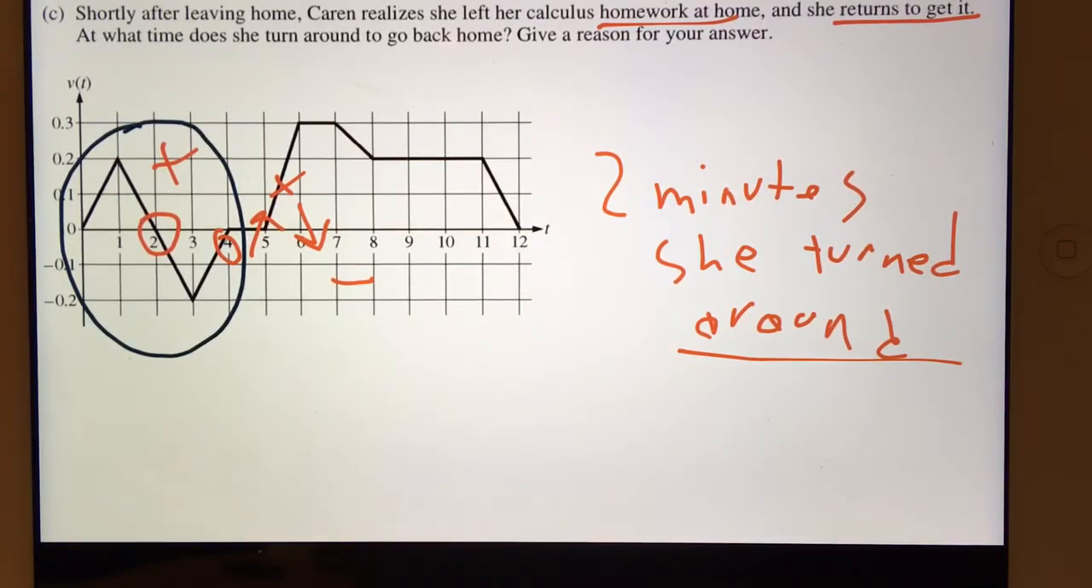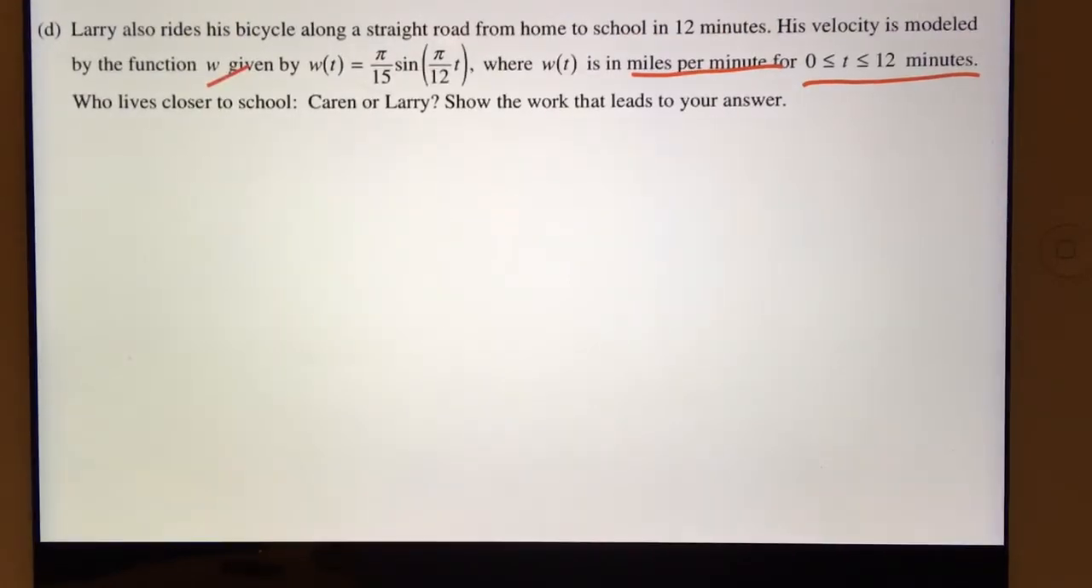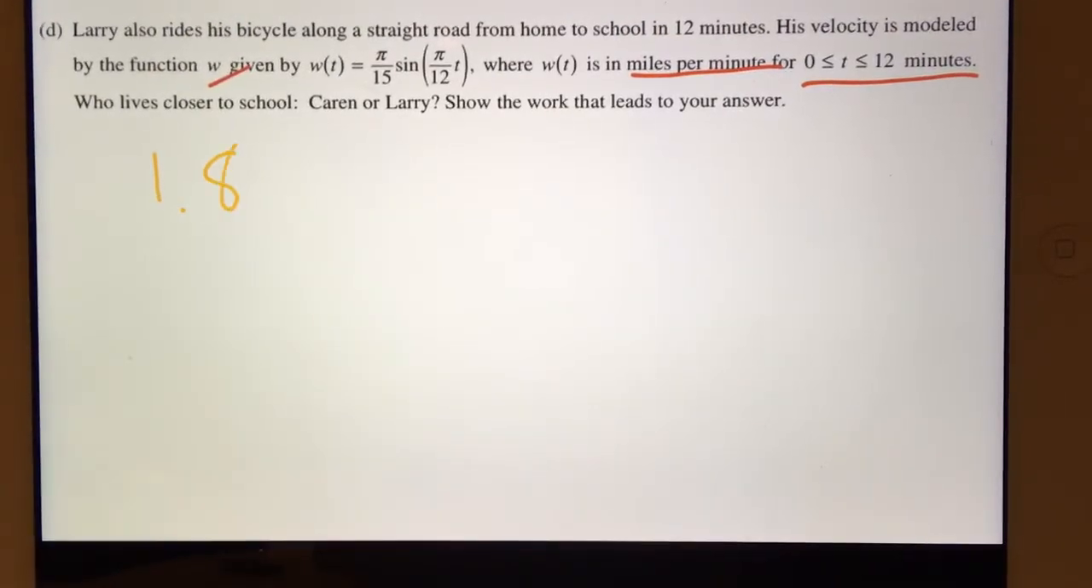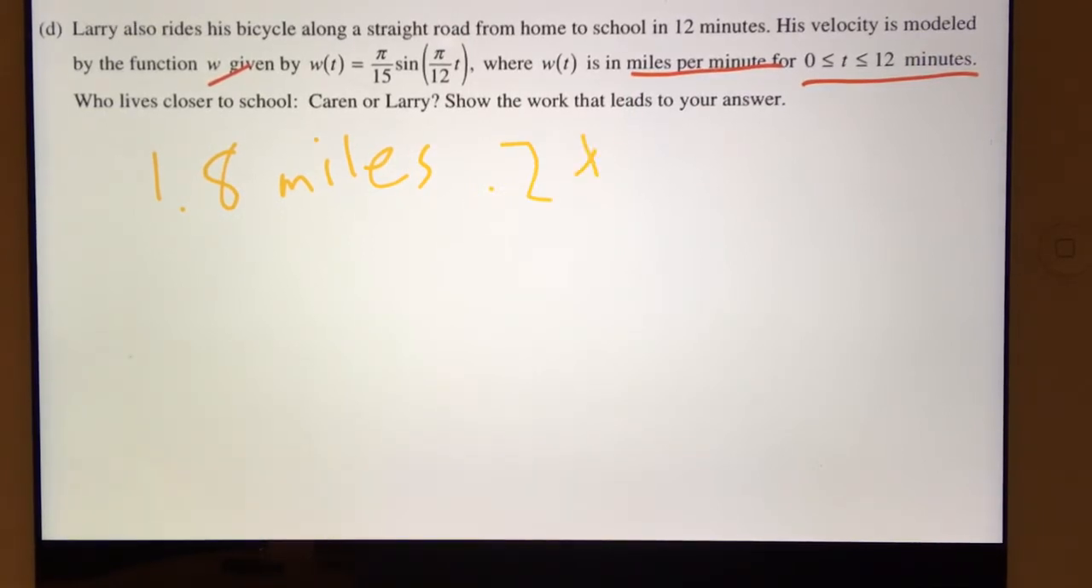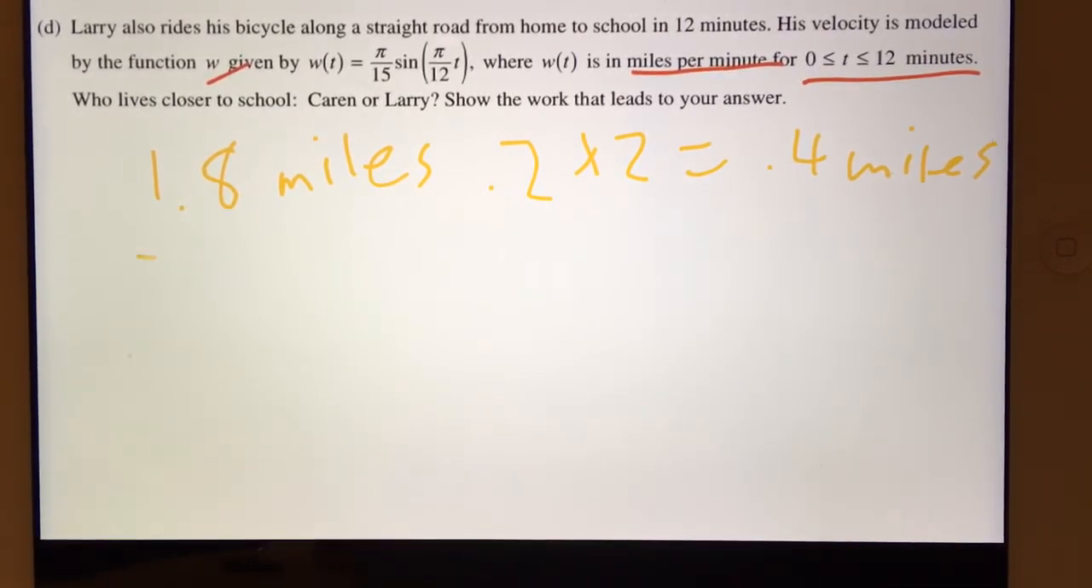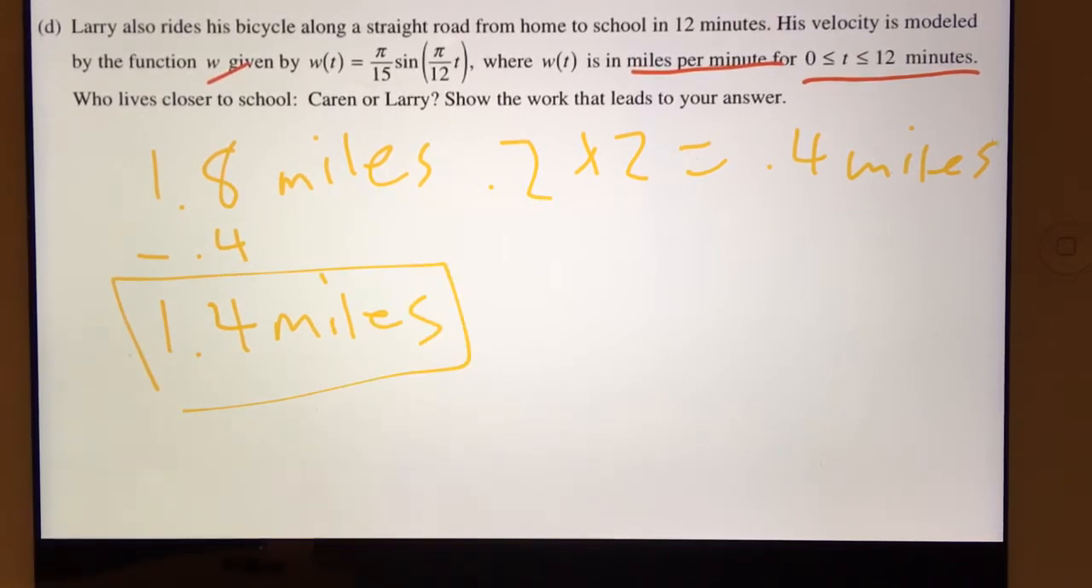It's zero sum. So if we take in the fact that she went 1.8 miles, and each of those triangles is worth 0.2 times 2, so those triangles added 0.4 miles to her trip because she had to go forwards and backwards. 1.8 subtracted by 0.4 is 1.4 miles. So Karen lives 1.4 miles from school. Now we just have to figure out Larry.